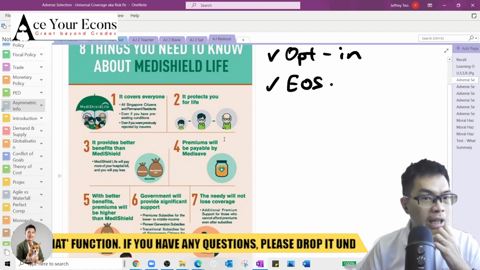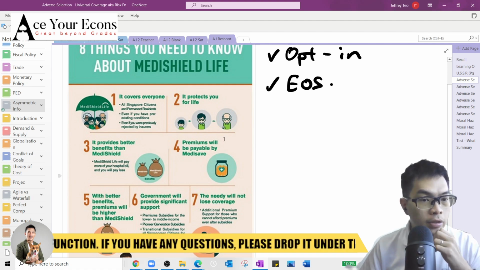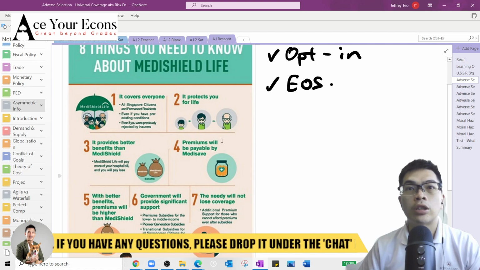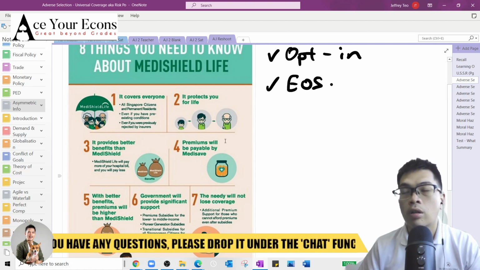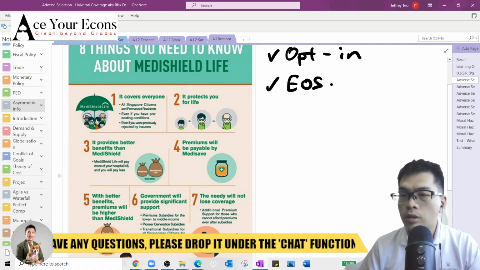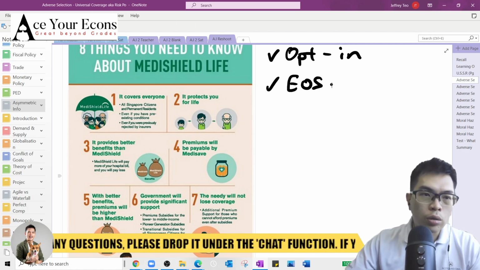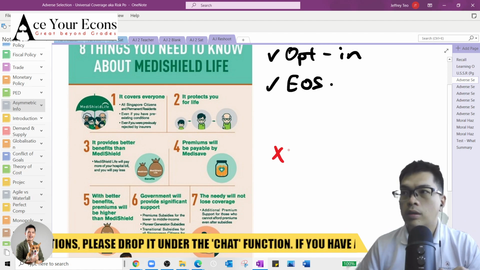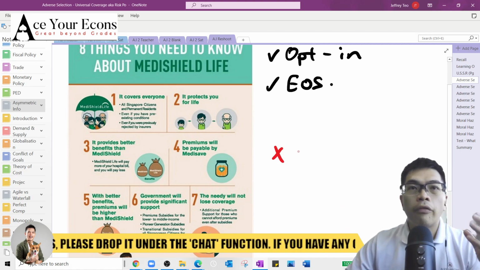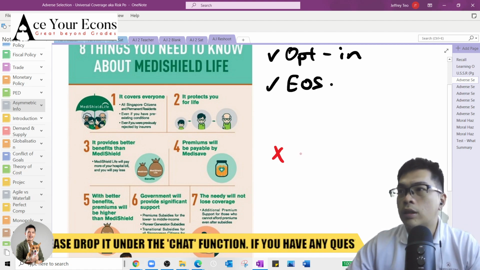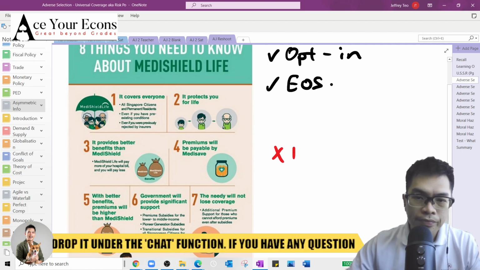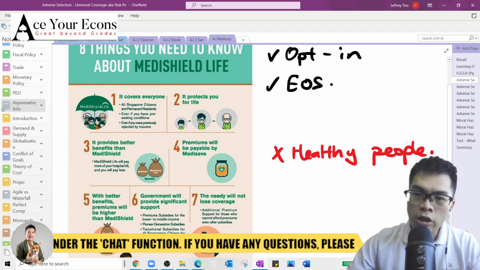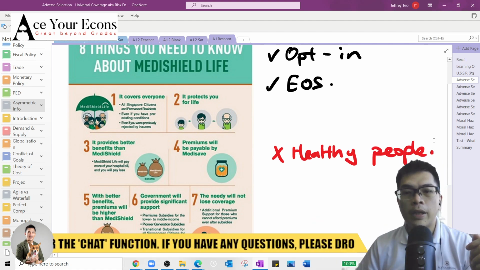We can see here it covers everyone. You don't get to choose whether you are in MediShield or not. So long as you are a Singapore citizen, you have to contribute. All right, so what is not good about this? Every policy will have limitations. For the lower income earners who are healthy, especially the healthy people, they will be unfairly penalized, right?